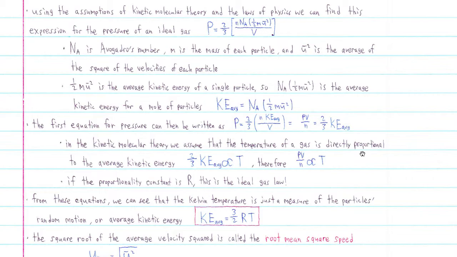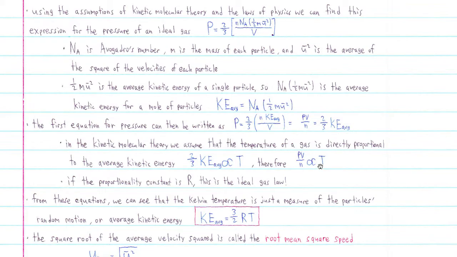And remember, in the kinetic molecular theory, one of the assumptions was that the temperature of a gas is directly proportional to the average kinetic energy. So we can write 2/3 kinetic energy average is proportional to the temperature. And since this equals PV over N, we found that over here, we can also write PV over N is proportional to the temperature.